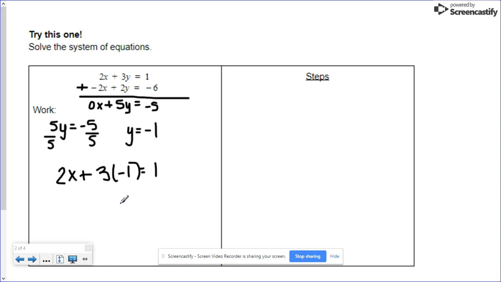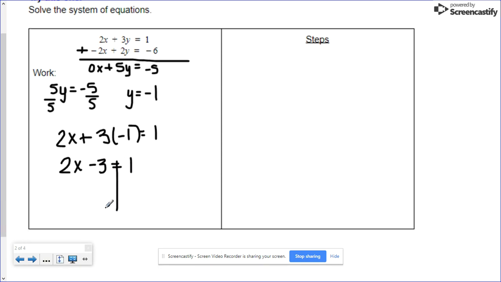So now I can simplify that because I do know what 3 times negative 1 is. It's negative 3. And this is a two-step equation that we can solve. The opposite of minus 3 is positive 3. So I'm ending up with 2x equals 4, which means x equals 2.